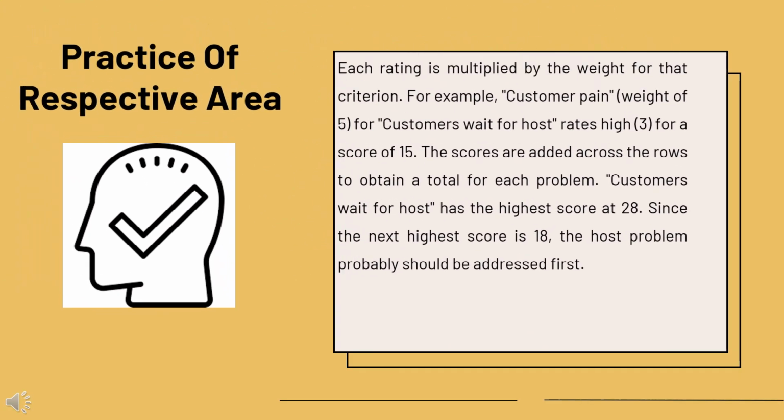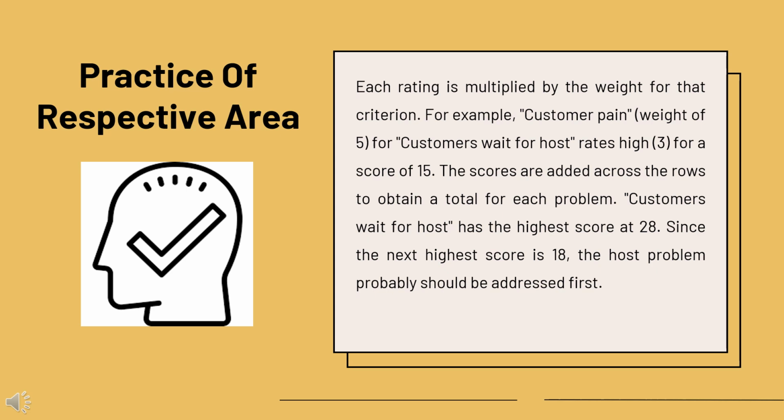Rating is multiplied by the weight for the criterion. For example, customer pain, which has a weight of 5, for customer waiting for host, rated high, which is 3, for a score of 15. The scores are added across the row to obtain a total for each problem. Customer waiting for host has the highest score at 28. Since the next highest score is 18, the host problem probably should be addressed first.